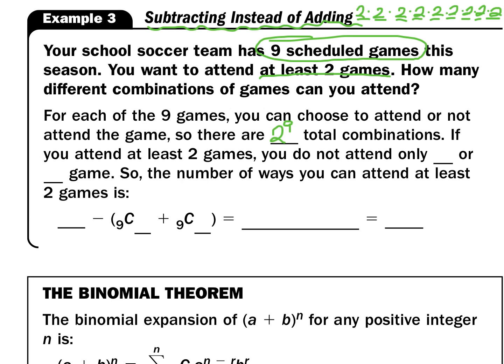If we attend at least 2 games, then that means we can only not attend either 0 games, in other words, we go to all the games, or we can not attend 1 game, which means we only miss 1 game. So the number of ways that we can attend at least 2 games is 2 to the 9th power minus how many different possible ways we can go to 0 games, and how many different possible ways we can only go to 1 game. Well, 2 to the 9th power is 512. So there are 512 ways I could either go or not go to all of the games.